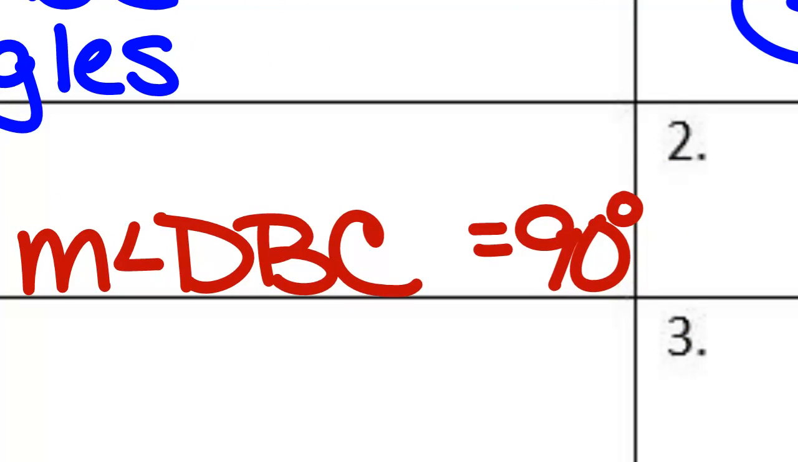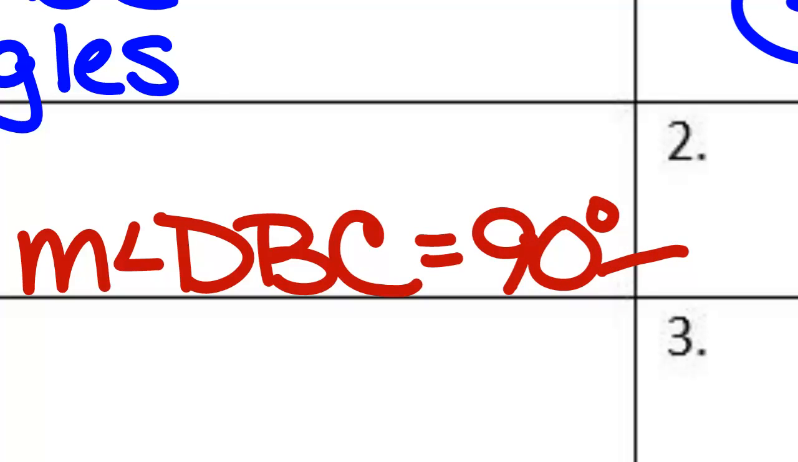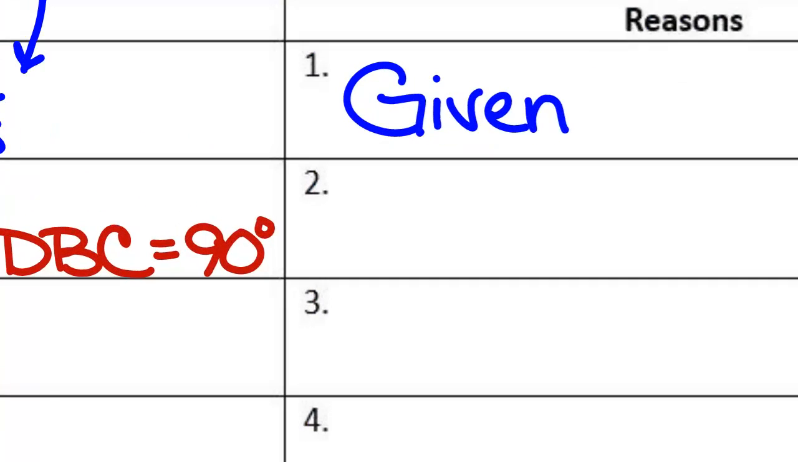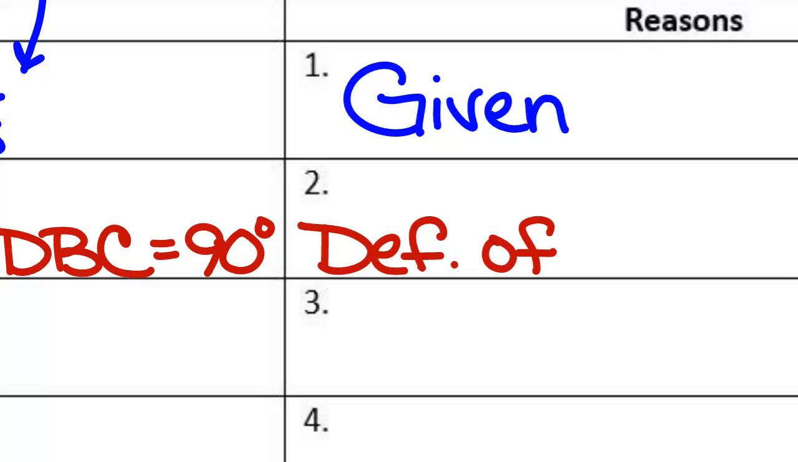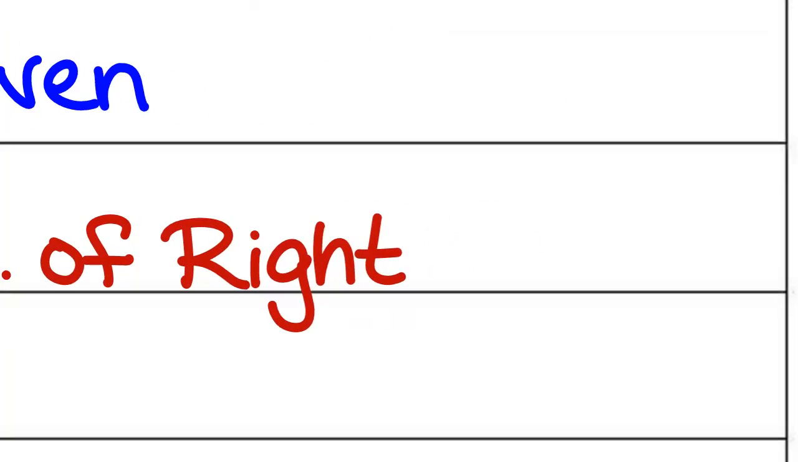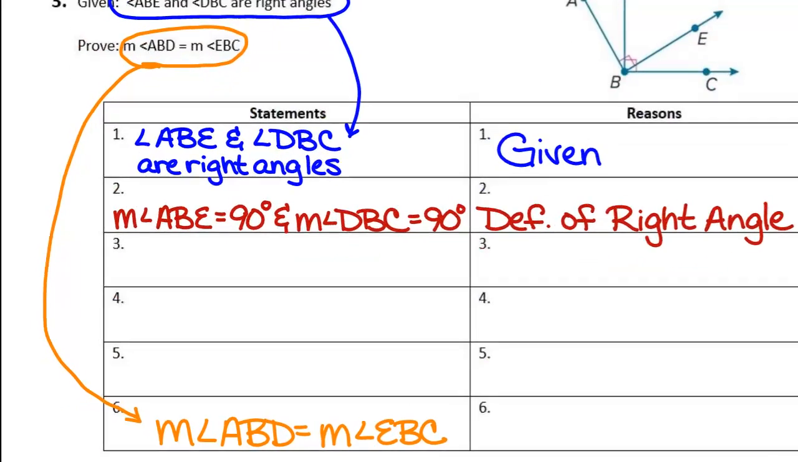Close. We weren't told at the beginning that they were congruent angles. What were we told about them? Close. Complementary means what? They add up to 90. Do I have two angles that are adding up to 90 here? No, I have two angles that just are 90. Definition of a right angle. Definition of right angle. Okay.